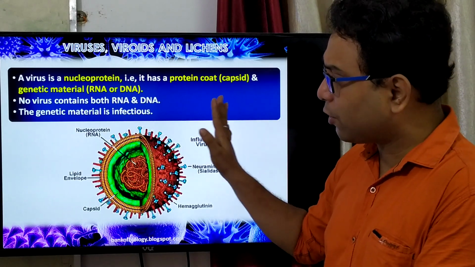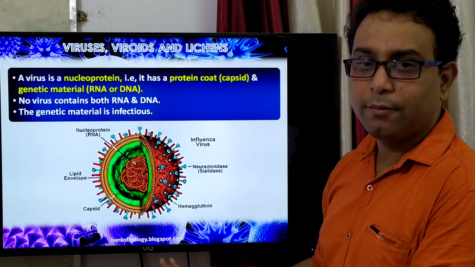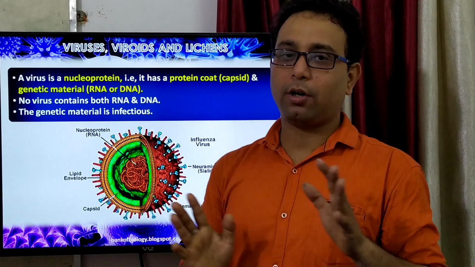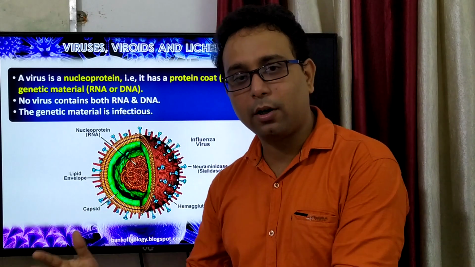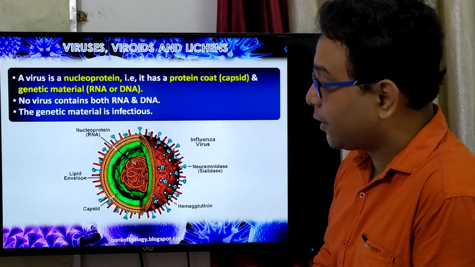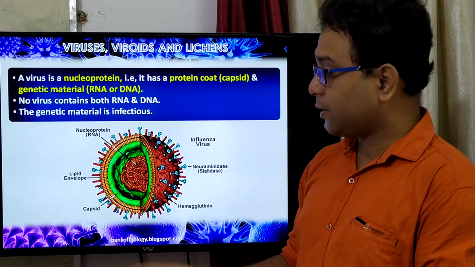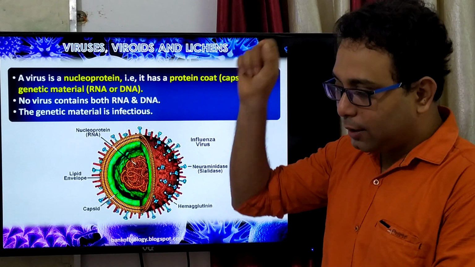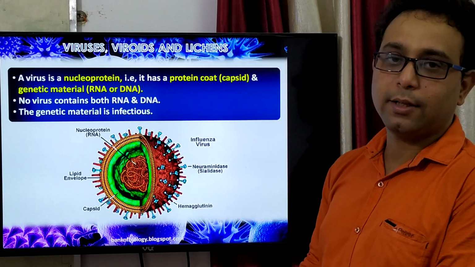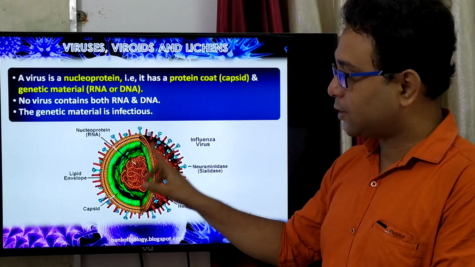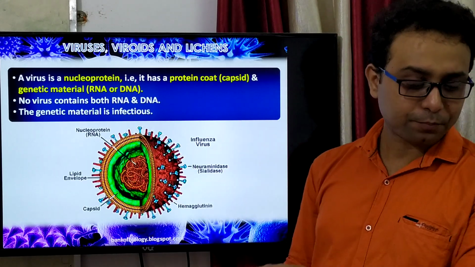So no virus contains both DNA and RNA. Only one genetic material is present. If they contain DNA, then only DNA. If they contain RNA, only RNA. The genetic material is very infectious. That means only this genetic material is inserted into the host cell, right? So the infectious structure is the genetic material.